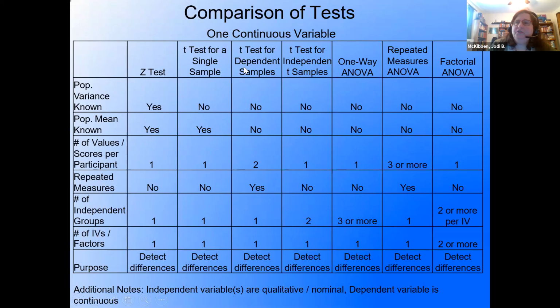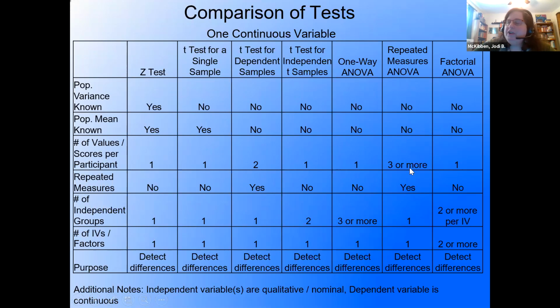This test, t-test for dependent samples, is extremely similar to the repeated measures ANOVA, because that's the only test where we test people 3 or more times. Let me give you a couple of examples. T-test for dependent samples: I look at people's blood pressure at the beginning of the semester and at the end of the semester. I tested them twice.